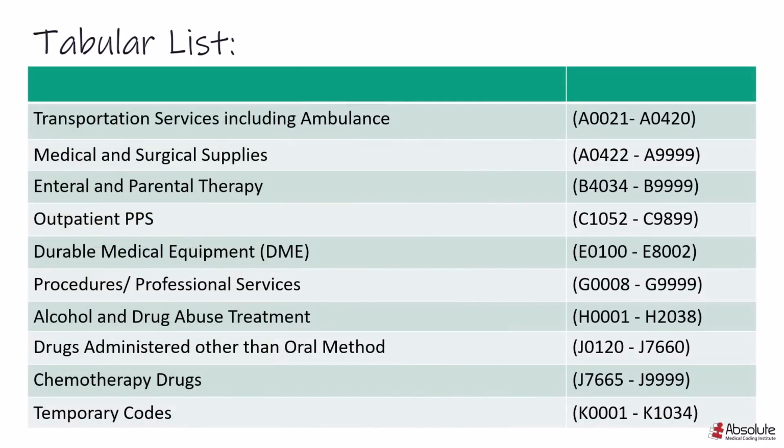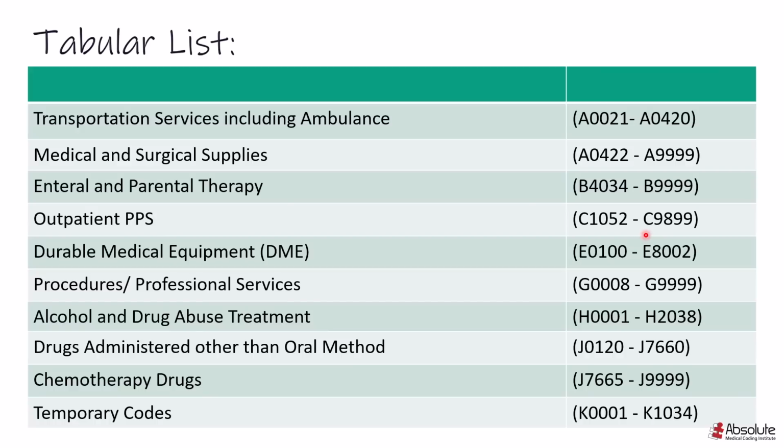And I love this tabular list because everything is organized or classified to a letter. When I see A, I know A is transportation. Also, A is medical and surgical supplies. B is enteral and parenteral therapy. So if you have an ostomy, this is where you're coding. Also, outpatient prospective payment systems.